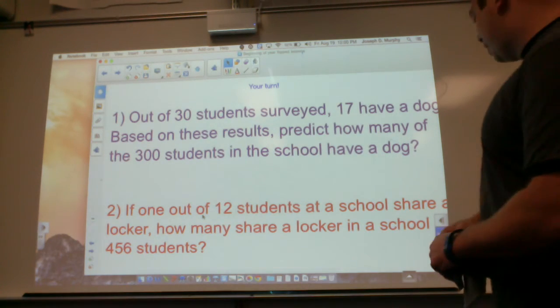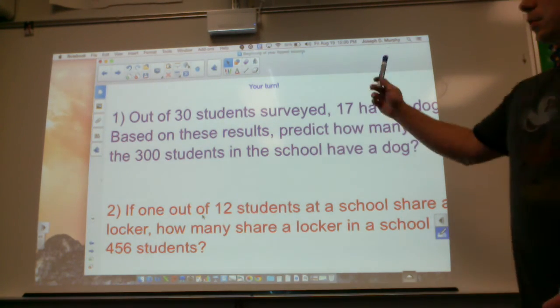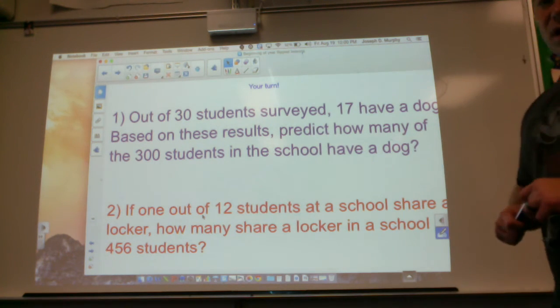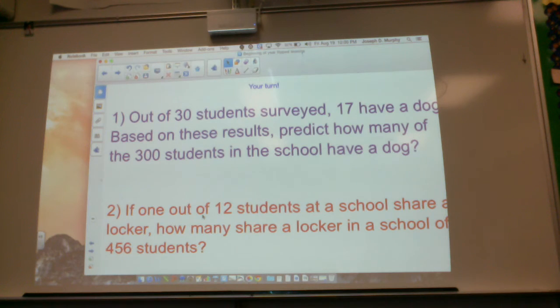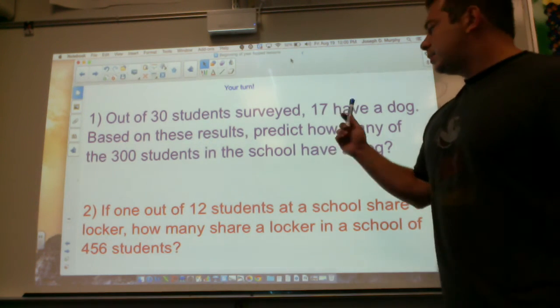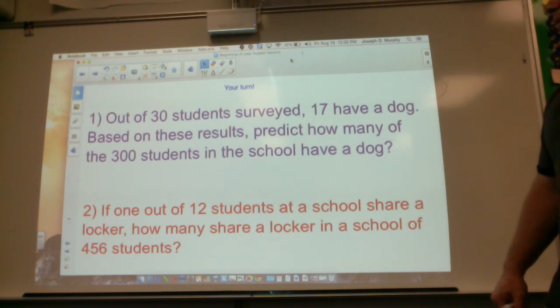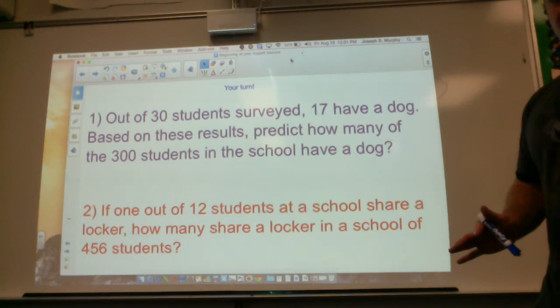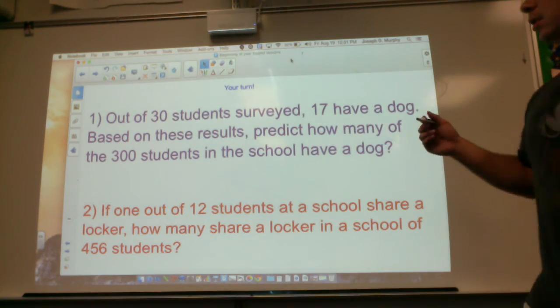All right, you have 2 problems here. Number 1, out of 30 students surveyed, 17 have a dog. Based on these results, predict how many of the 300 students in the school have a dog. All right, so you're going to want to set up a ratio right away. I'll help you out on the first one.